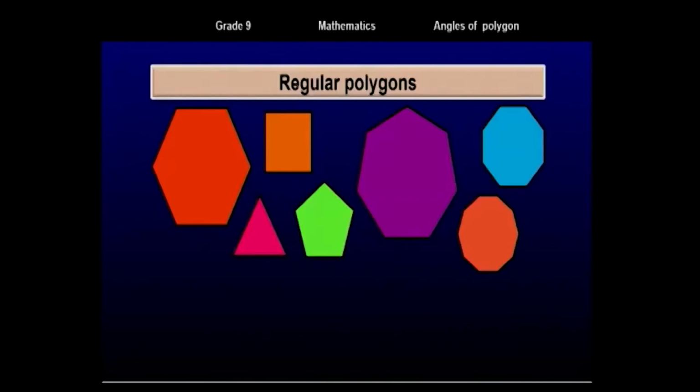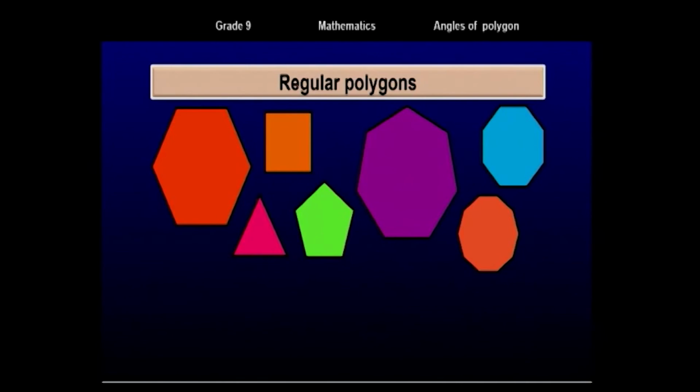Look at that. Regular polygon. Children, we learned the sum of the interior angles and exterior angles. Now we have to discuss regular polygons. What is the meaning of a regular polygon? Do you know that word regular? Regular means equal, all the angles and all the sides.